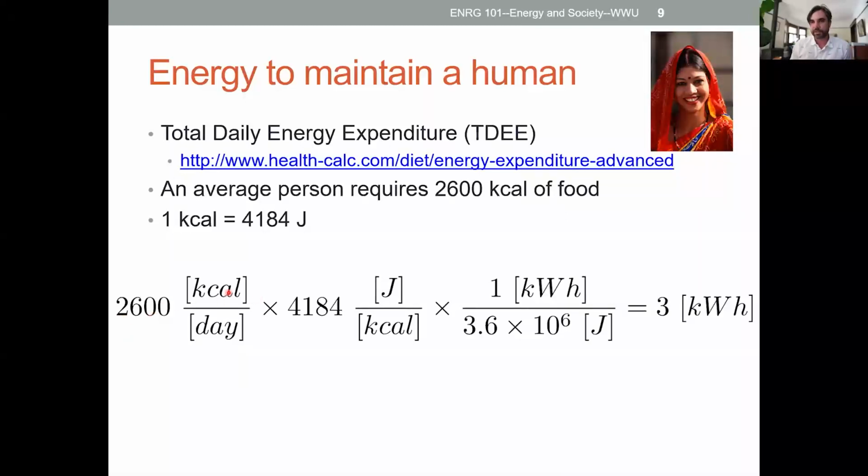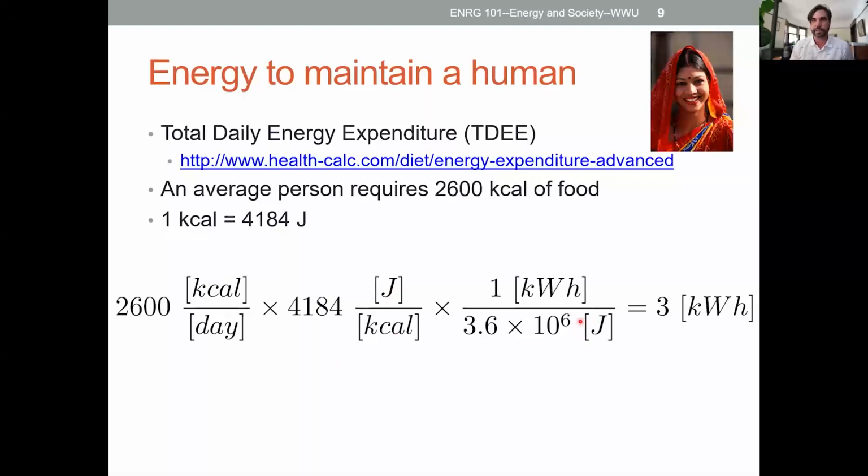So we have 2,600 kilocalories a day. Trying to get rid of kilocalories and replace that with joules. We know that 1 kilocalorie equals 4,184 joules. This is an equivalency, so we multiply that together. Kilocalories cancel. Now we're left with joules per day.